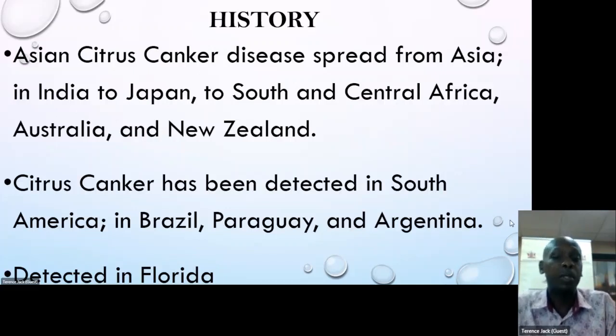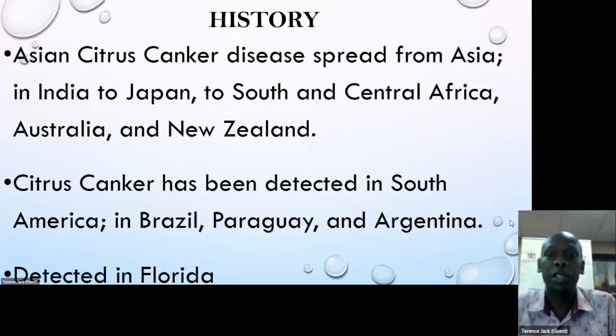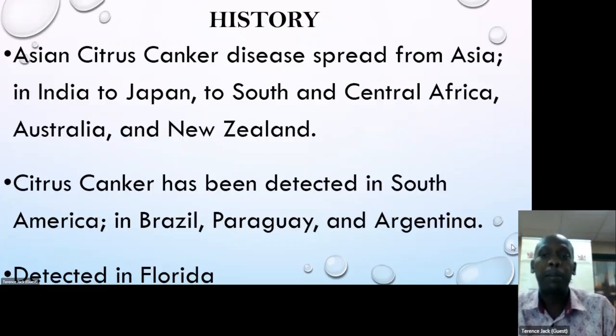It has also been detected in the United States, in Florida, and this makes citrus canker a serious concern for Trinidad and Tobago and the wider Caribbean. Due to its close proximity, north and south of us, and through our trade with some of these countries, there's a possible pathway for the entry of citrus canker into Trinidad and Tobago.